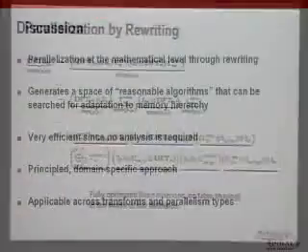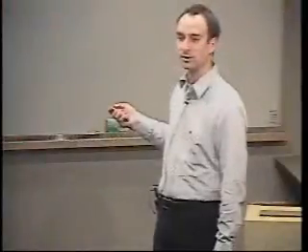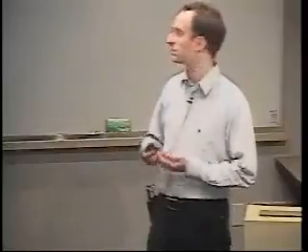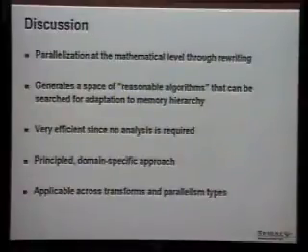Now, we have applied that to shared memory, and let's summarize what we've done here. We do the parallelization at the mathematical level, and we use rewriting. What we get is a space of reasonable algorithms, and within that space we can search to find the really good ones that also work well for the memory hierarchy, for example. And we don't need any compiler analysis here, because everything works with rewriting and pattern matching, so it's much cheaper. And it's a principled but domain-specific approach.